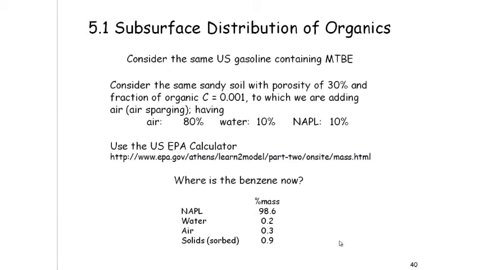So this sparging technology is an attempt to transfer the benzene from the NAPL to the air so that we can remove it in the flowing air. Probably going to take a lot of air to remove this benzene from this system. So you can see that simple partitioning gives us a very good clue on how to approach remediation of certain chemicals. So let's talk about solubility, the partitioning of a chemical between the NAPL and water.